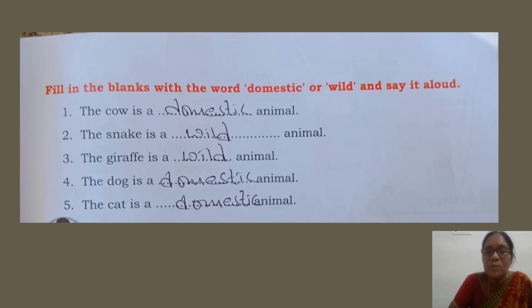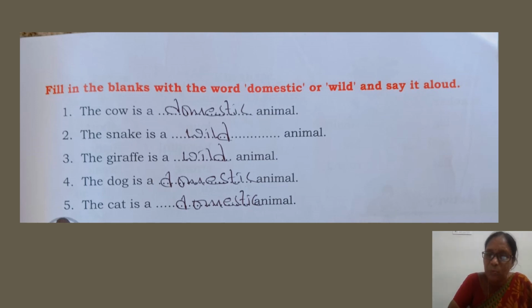So domestic animals means domestic animals live with us, మనతో ఉంటాయి కదా. We support them. We keep them. ఎందుకు పెట్టుకుంటాం domestic animals ని? For meat, మాంసం కోసం కావచ్చు. For eggs, for meat, we keep them.